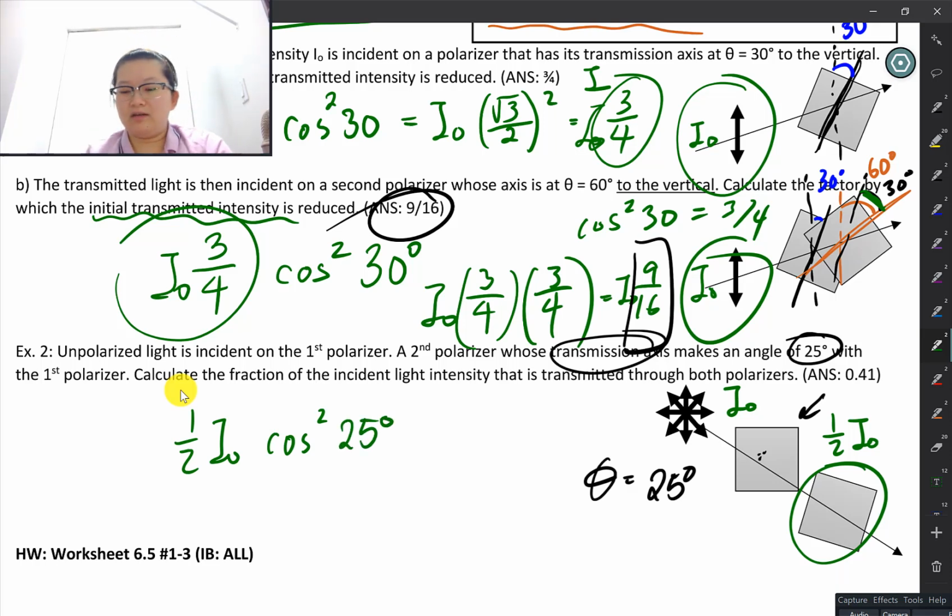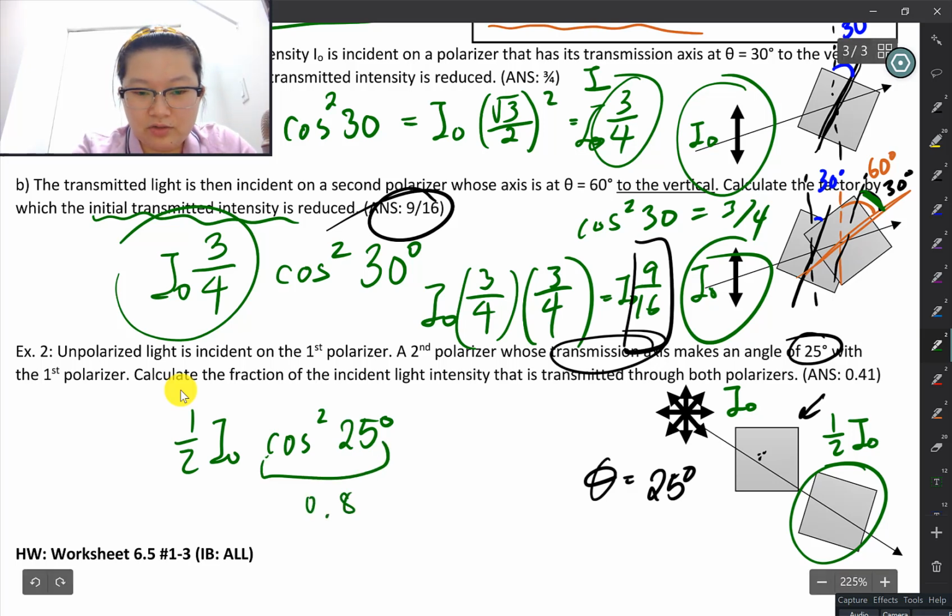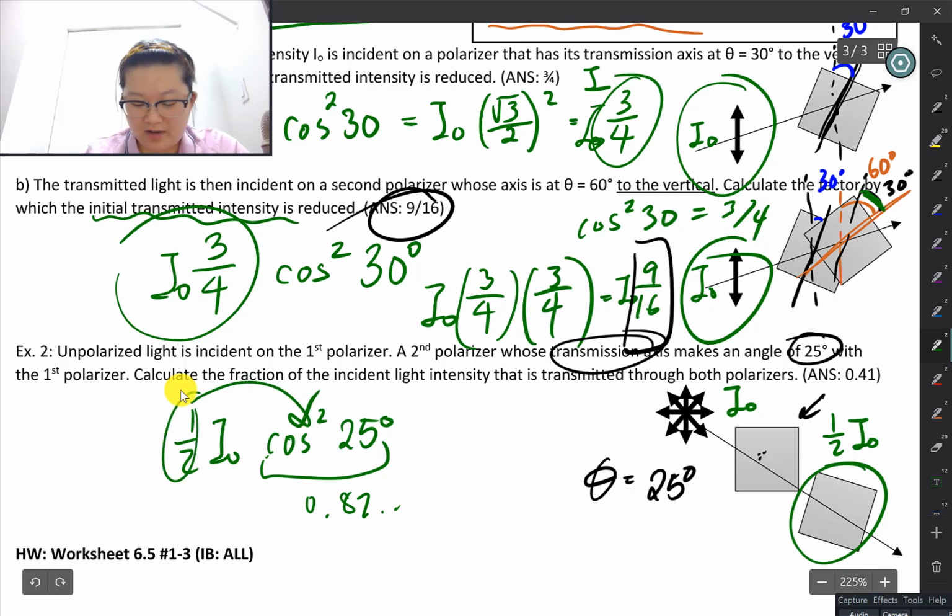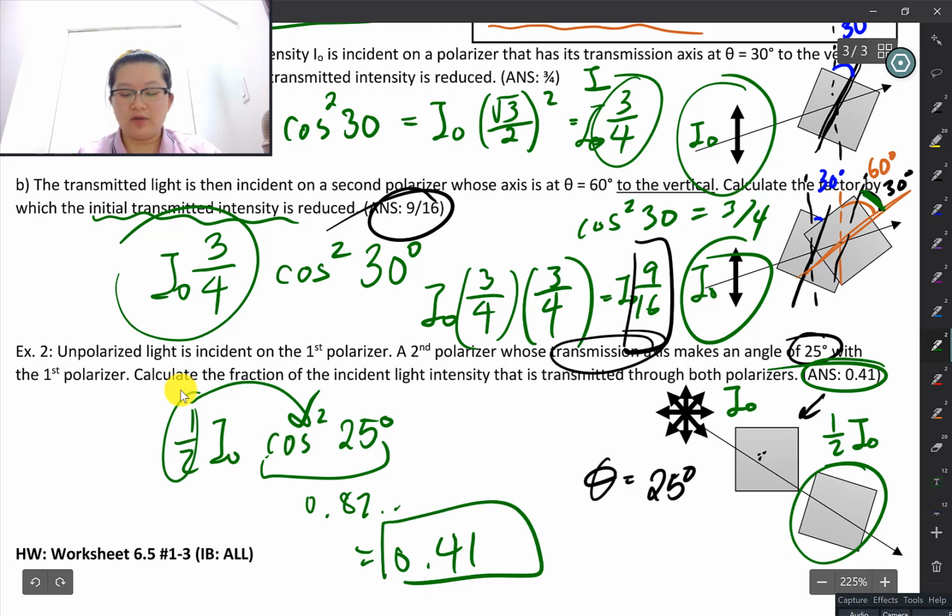So if you put into your calculator cosine of 25 degrees, and don't forget to square it, this guy over here is 0.82... So then if we take half of that, divided by 2, we get 0.41, etc. Rounded to 2 significant figures, that is our answer. So the original intensity of our unpolarized light will get reduced to 0.41 of our initial.